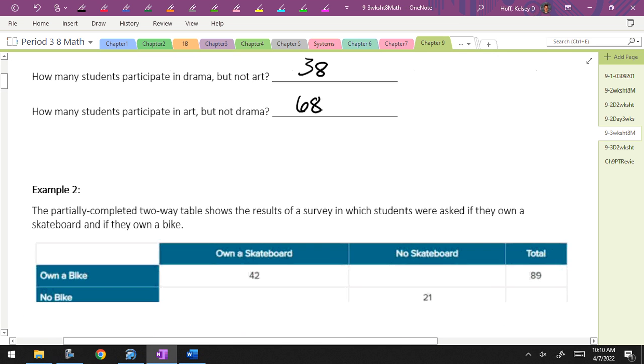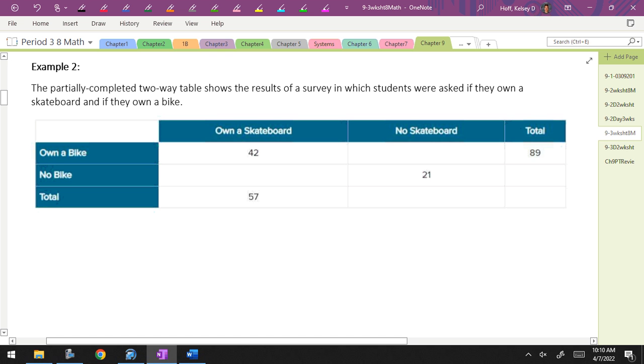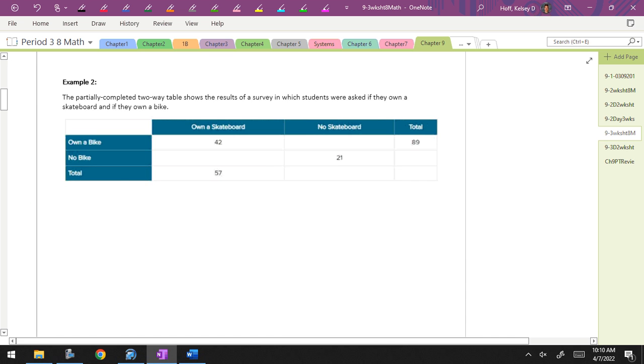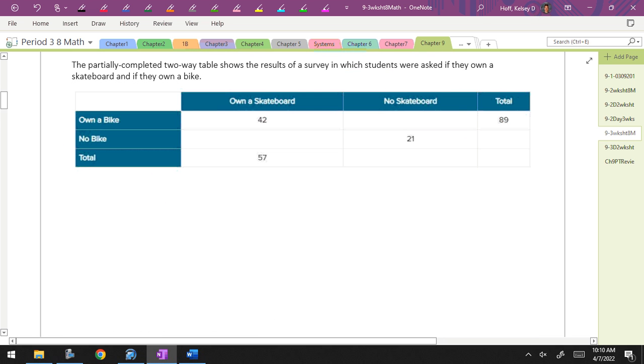Cool. The partially completed two-way table shows the results of a survey in which students were asked if they own a skateboard and if they own a bike. Okay? So they put in the information, and we need to fill in the blanks. Every row should add up to the total. Every column should add up to the total.